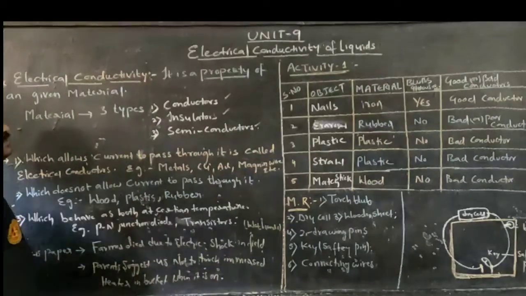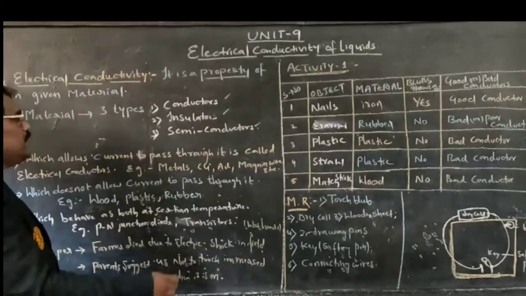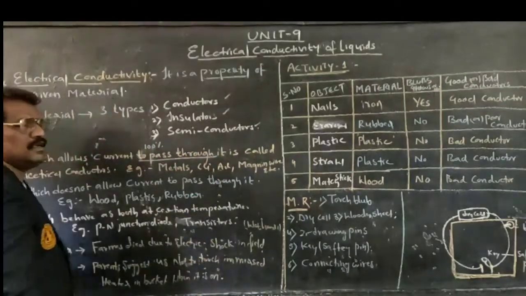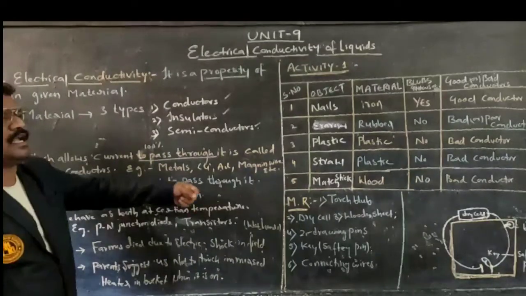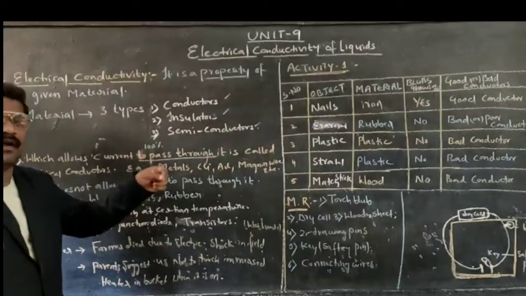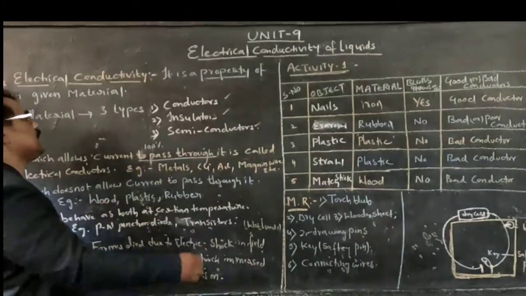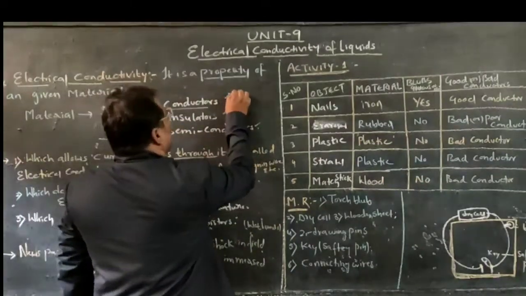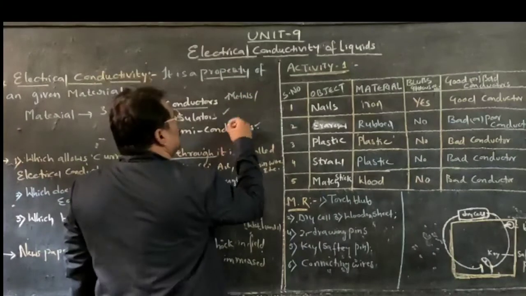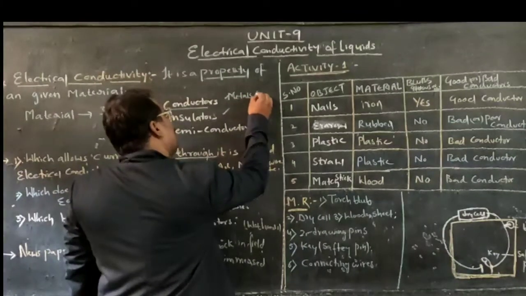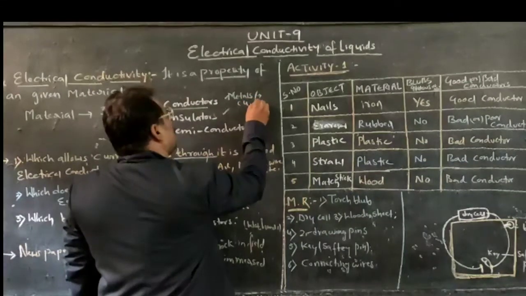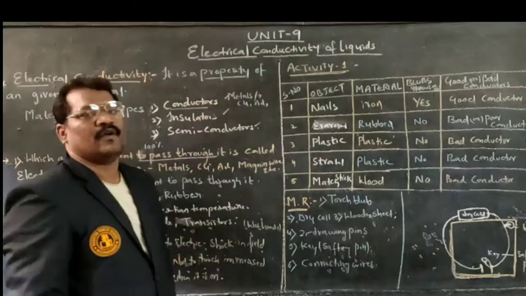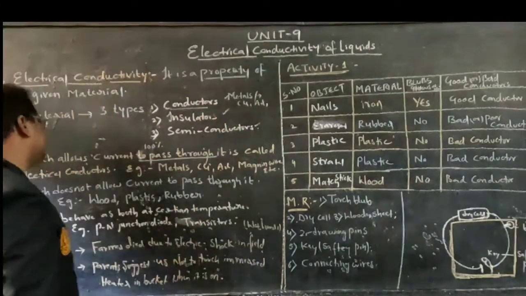Coming to conductors. Conductors are the materials through which nearly 100% of current is allowed to pass. Through them, electricity can be passed through the particular substances or materials. We call those materials conductors. Examples for conductors: we can take metals. All metals can be called conductors: copper, aluminium, and so on. These are good conductors of electricity.